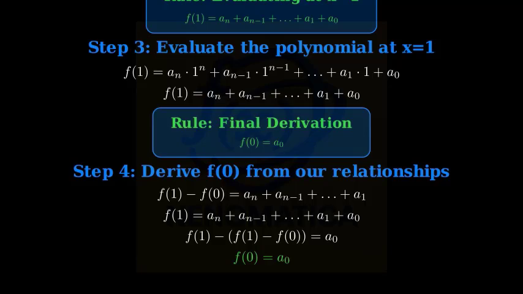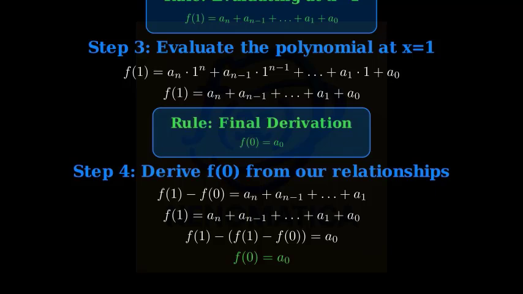plus a sub 1. Also, f of 1 equals a sub n plus a sub n minus 1 plus ... plus a sub 1 plus a sub 0. If we subtract the first equation from the second, we get f of 1 minus (f of 1 minus f of 0) equals a sub 0. Simplifying, we get f of 0 equals a sub 0.